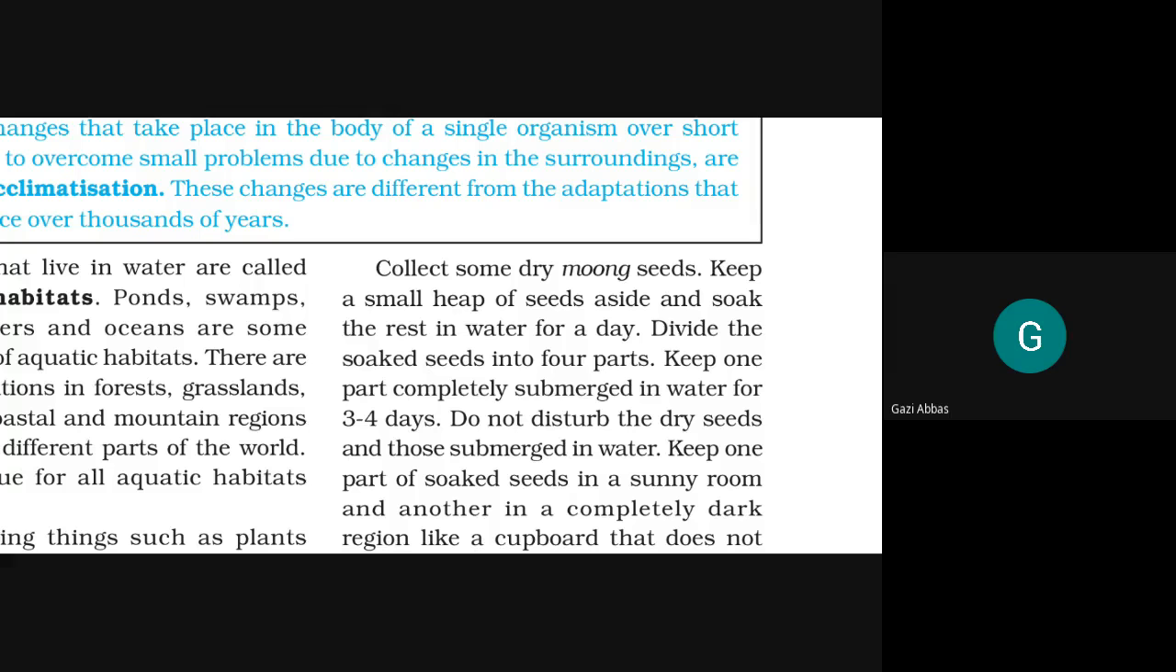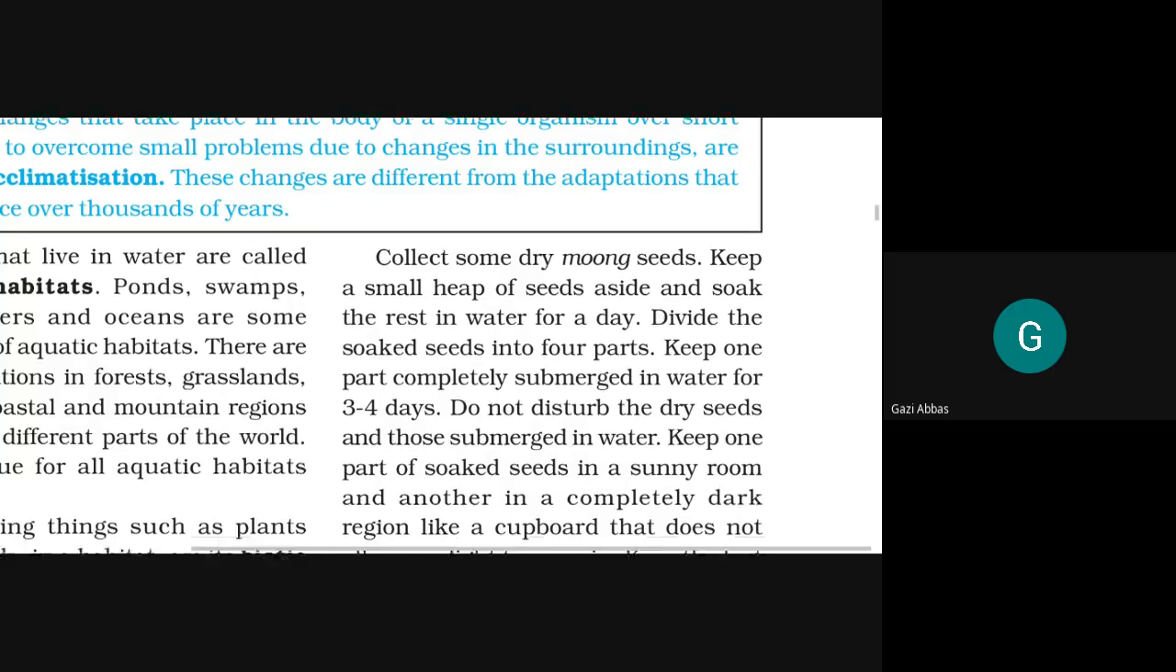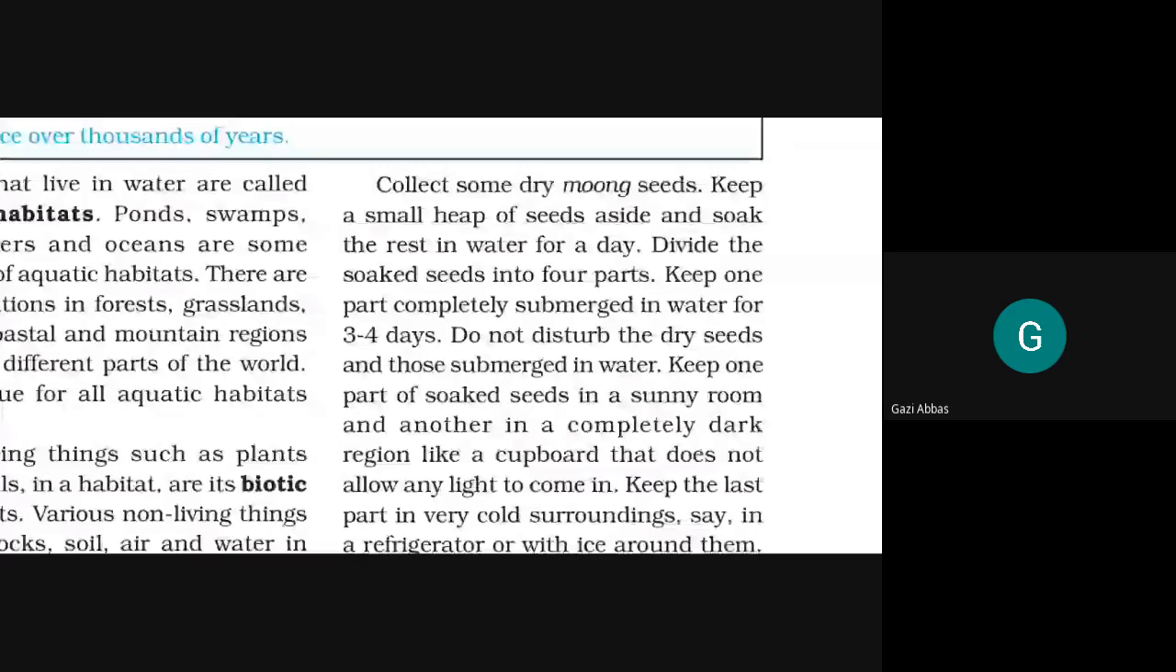After one day we have to take the water out. Sorry, after rest in the water for a day, divide the soaked moong into four parts. First part you have to leave in water. Second part you have to leave in a sunny room. Another part we have to put in a very dark area like a cupboard. And the fourth part you have to put in a refrigerator.